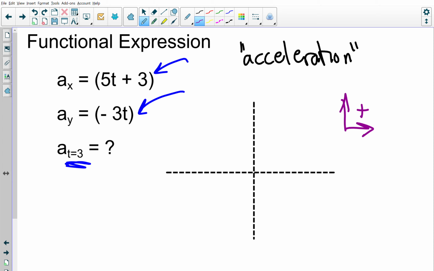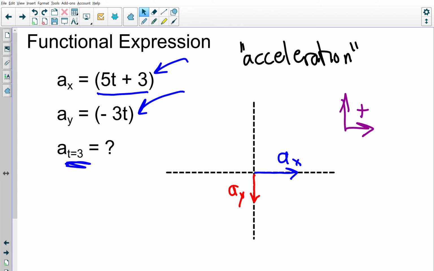Step 3. Sketch. Now in this case, it's a little awkward to sketch, but it'll do. 5t plus 3. So you don't actually know what the acceleration of the x is, but you know it's always positive x. So if t is 0, it's 3. If t is 5, it's 28. So whatever, it's just this way. This is your ax arrow. ay is negative 3t, so you know that that's going to be always negative in the y direction, so maybe it's this one, ay.